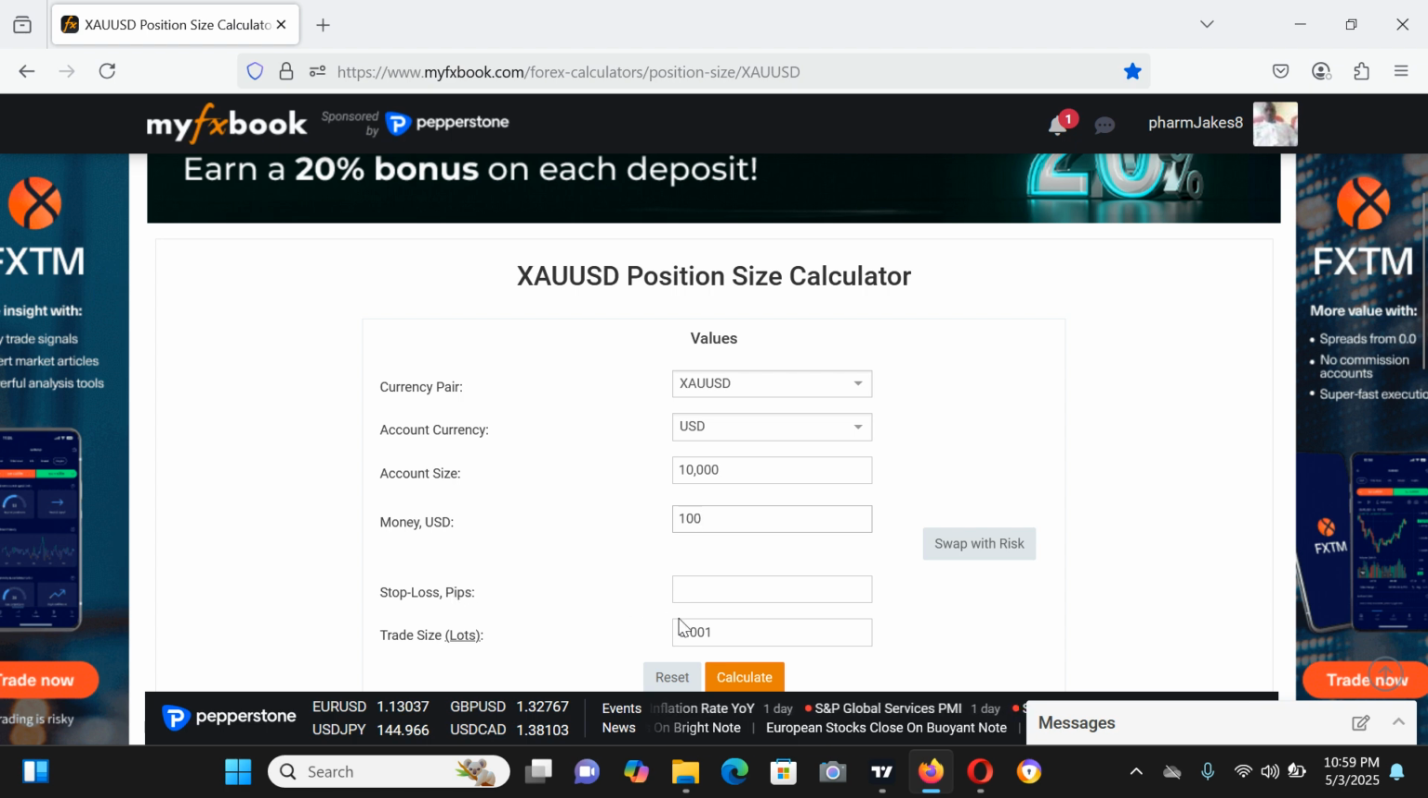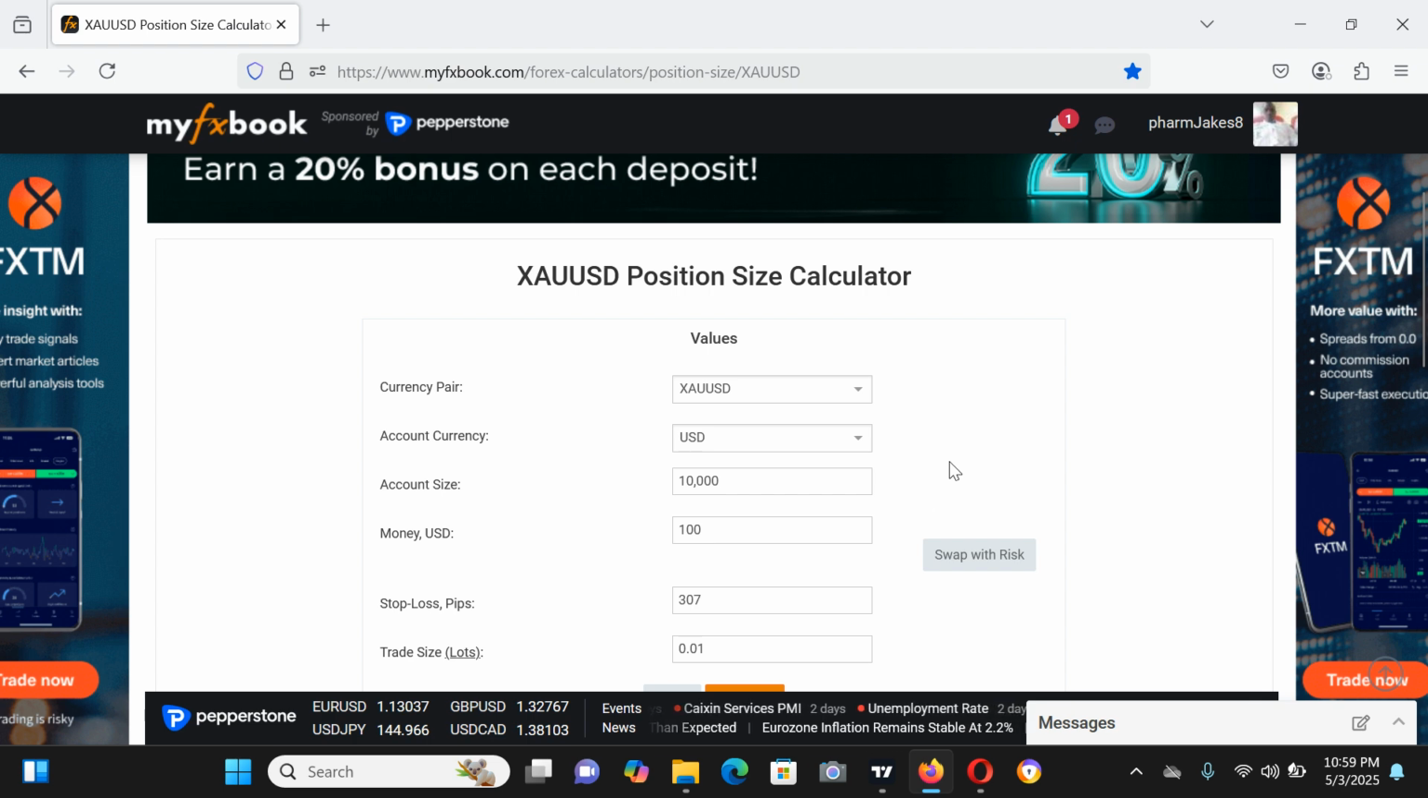Now your stop loss pips was 307 pips. So you put your 307 here. Then this is our lot size, it normally comes as 0.001. So you remove the 1. Let it be 0.01. Always make sure that it's 0.01. Then you click calculate.